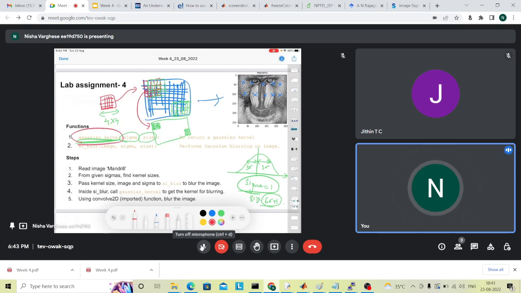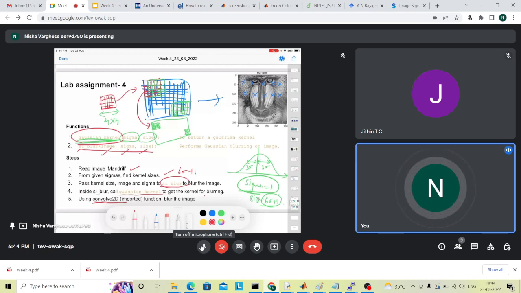Then the second function is si blur. So that is the function used for blurring the image. So there we have to pass image and sigma and size. Okay. So the steps are: first read the image manually. Then from given sigmas find kernel size using 6 sigma plus 1. Then pass the kernel size and image and sigma to si blur. Inside this si blur, you will have to call a Gaussian kernel function to get the kernel, and using that kernel you have to blur the input image using the convolved 2D function that is already imported in the code.